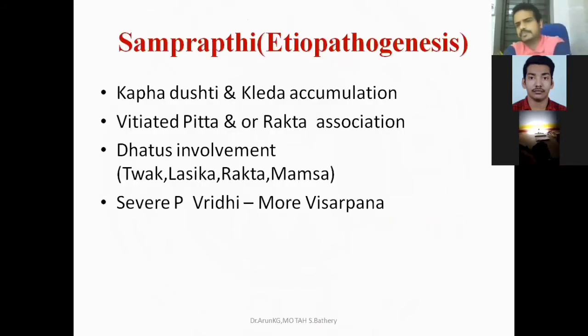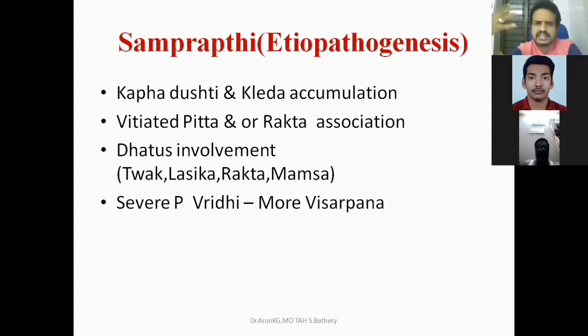Considering the Samprapthi, the key points of the Ayurvedic Kushta Samprapthi are that in every case of Kushta, there will be Kapha and Kleda accumulation first. And in the Kleda accumulated, Kapha predominant stage, when there is vitiation of Pitta and or Rakta, there happens the manifestation of the skin disease. So after the Dosha Dushti, there will be Dhatu Dushti, and as per the involvement of the Dhatu, symptoms will appear.